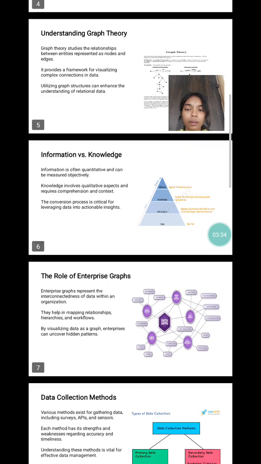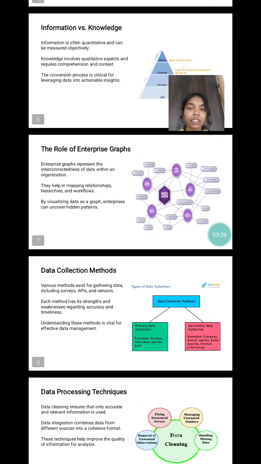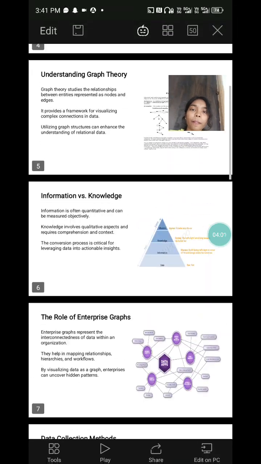The role of the enterprise graph. An enterprise graph represents the interconnectedness of data within an organization. They help in mapping relationships, hierarchies and workflows. By visualizing data as a graph, enterprises can uncover hidden patterns. It can visualize the graph. Enterprises can uncover hidden value.